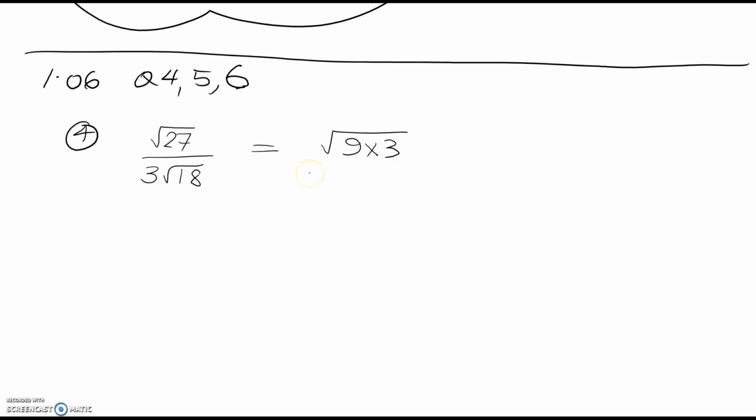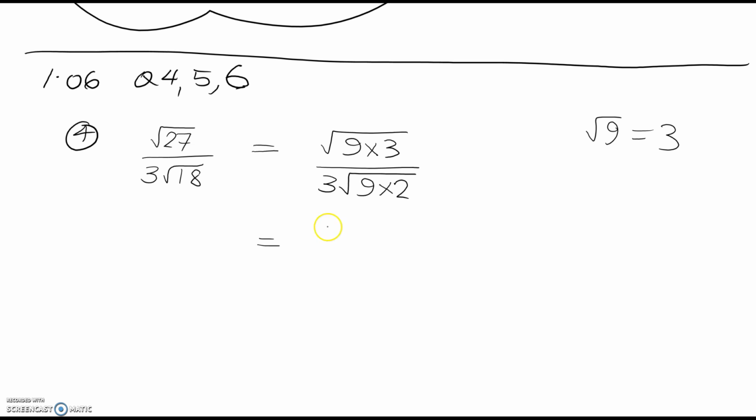Why? Because 9 is a nice perfect square. And on the bottom, 9 times 2 is how I'm going to write the square root of 18. Why? Because 9 is a perfect square. Now why is that handy? Because when you do the square root of 9, it simplifies down to something that's not a third.